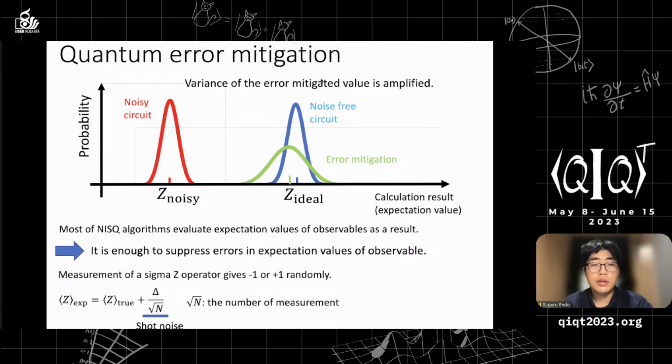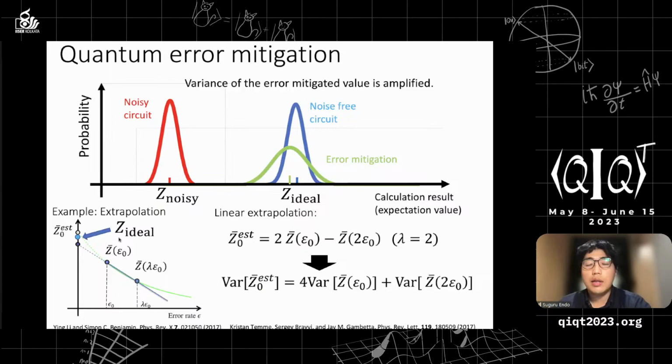Okay. And let me give you one example. The most simple, and this is also very powerful, is extrapolation. So I'd like to explain about this. And this is frequently used in experiments. So that is also very useful and powerful.